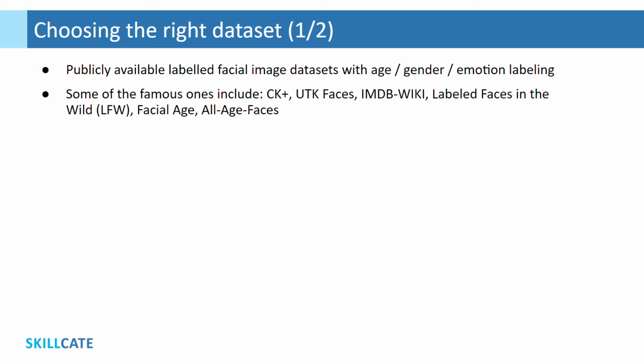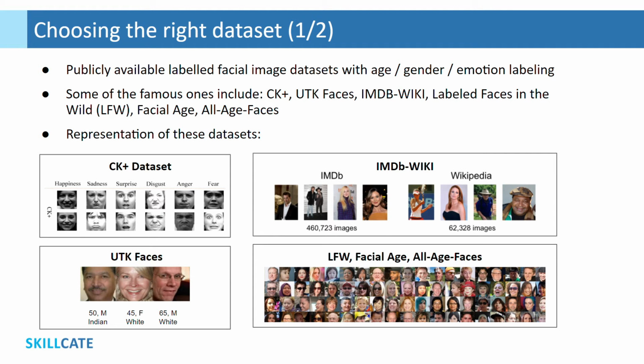As we need to build ML models on age, gender, and emotion detection here, we would need tons of labeled image data for training. A lot of such labeled image datasets are readily available on the internet, including CK+, UTK Faces, IMDb Wiki, Labeled Faces in the Wild, Facial Age, and All Age Faces, to mention a few. From a representation standpoint, this is how these datasets look.